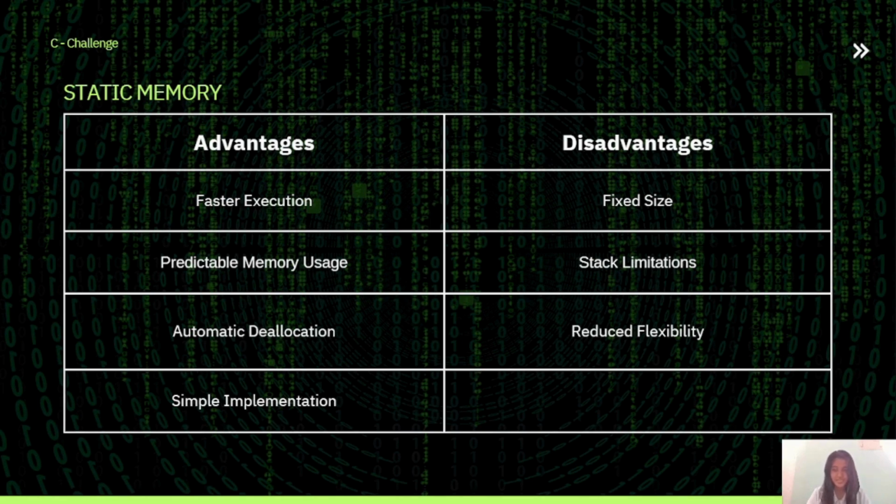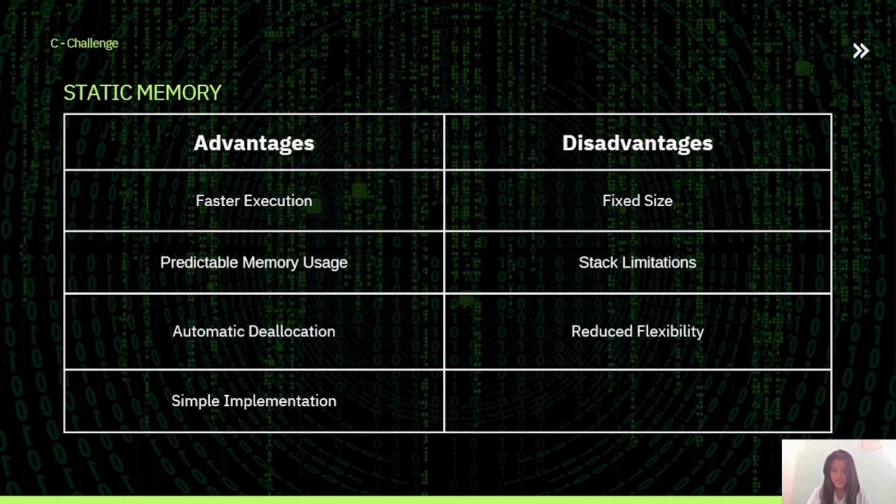For the disadvantages of static memory allocation, first we have fixed size. Memory size must be defined at compile time and it cannot be changed during program execution. This can lead to inefficiency, wasted memory, or insufficient memory. Next, stack limitations. Static memory allocation typically uses the stack, which has limited size compared to the heap. Large data structures or deeply nested calls can cause stack overflow, leading to program crashes.